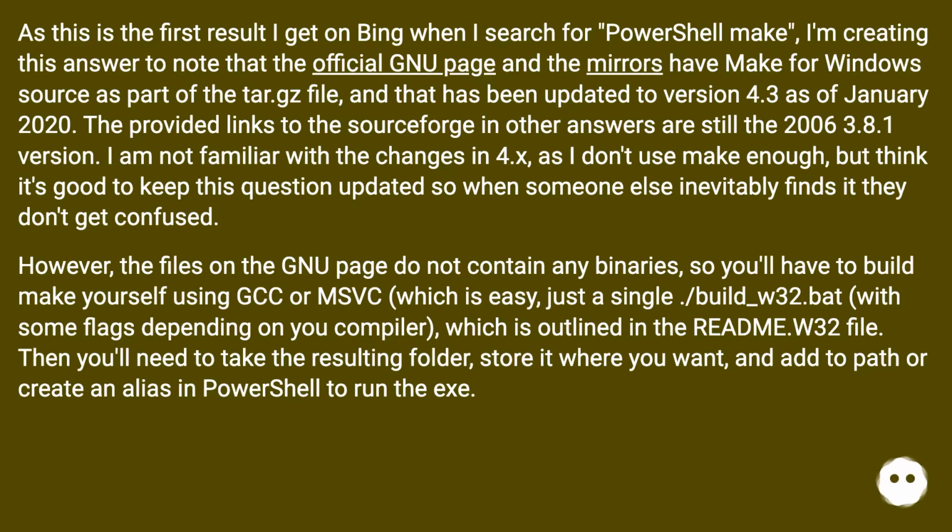However, the files on the GNU page do not contain any binaries, so you'll have to build make yourself using GCC or MSVC, which is easy, just a single build_w32.bat, with some flags depending on your compiler, which is outlined in the README.W32 file. Then you'll need to take the resulting folder, store it where you want, and add to path or create an alias in PowerShell to run the exe.